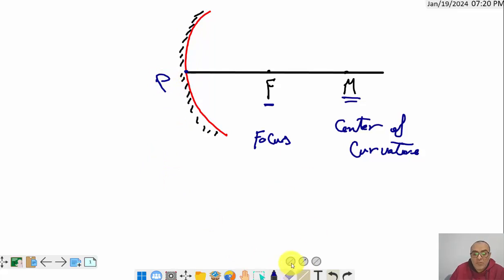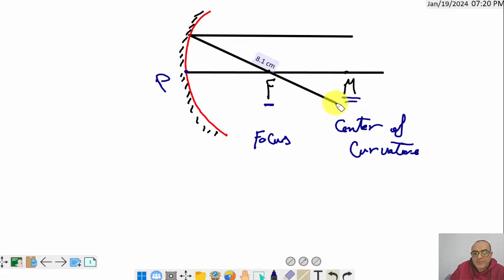When the light falls parallel to the principal axis like this, it reflects passing through the focus like this. So the first rule, when the light falls parallel to the principal axis, it reflects passing through the focus.